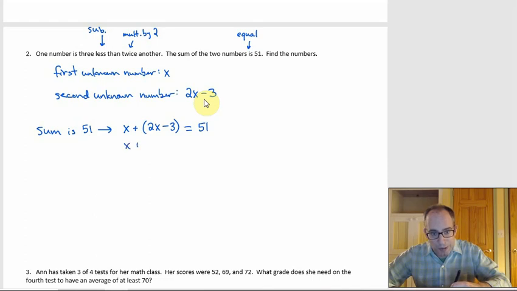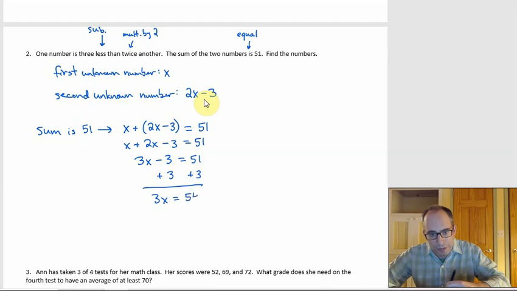I'm just going to say, well, then this is really just x plus 2x minus 3 equals 51. I guess I could combine terms a little on the left, those two x terms, and say 3x minus 3 equals 51. And then get the x term by itself. So if we add 3 to both sides, we're going to end up with 3x equals 54. And then get the x by itself if we divide both sides by 3. So 3x over 3 equals 54 over 3. So then x is 18.